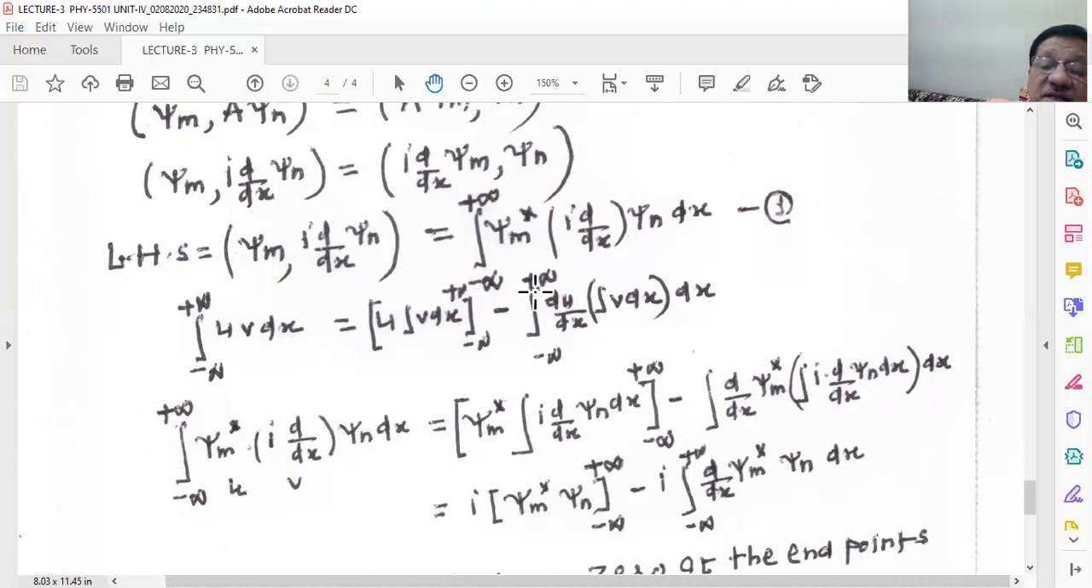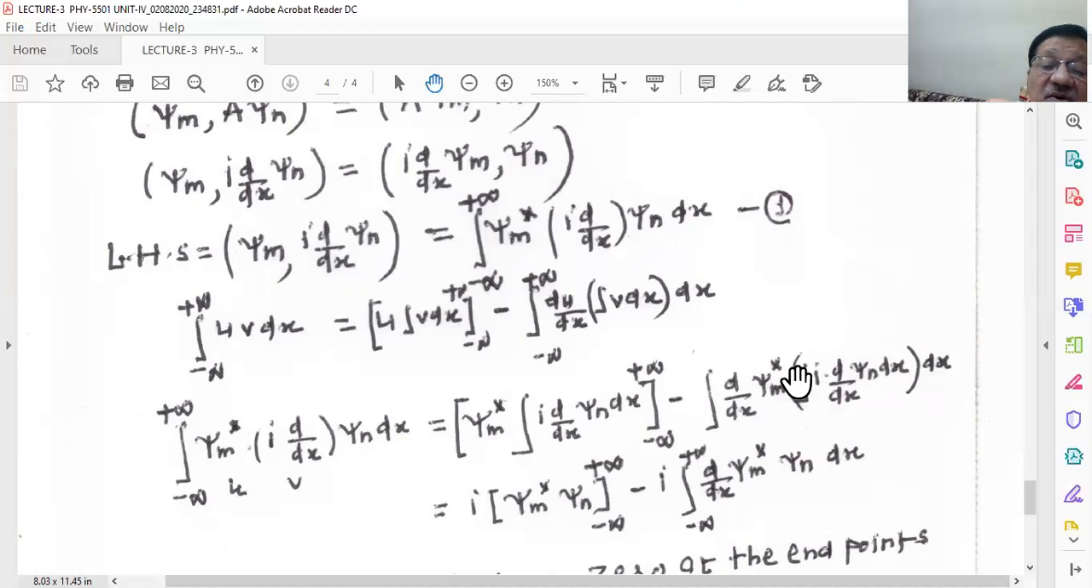Then you have an integration, of course from minus infinity to plus infinity. Then you differentiate your function u with respect to x. Our u is psi m star, so I have d by dx operating on the complex conjugate of psi m, that is psi m star. Then you have an integration of v dx.